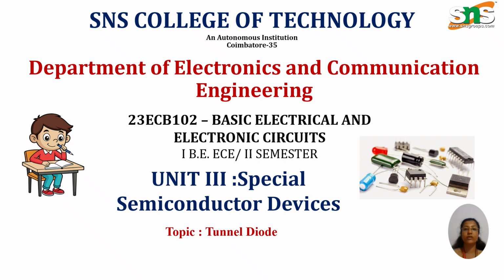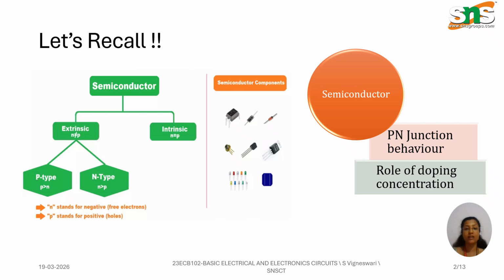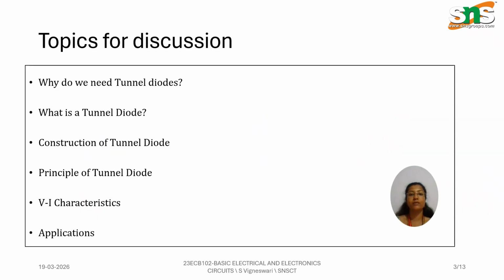So today we are going to discuss about tunnel diode under the subject Basic Electrical and Electronic Circuits, and this comes under the unit Special Semiconductor Devices. Unlike a conventional diode, the device operates on a completely different principle called quantum mechanical tunneling, which allows it to work at extremely high speeds. By the end of this session, you will be able to understand why tunnel diodes are needed, their construction, working principle, VI characteristics, and negative resistance, finally with the application.